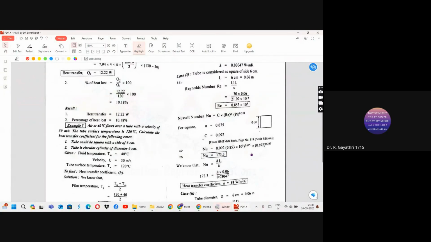We know the general equation in terms of C and n. The C value is 0.092, the n value is 0.675. We can substitute those values, so we can find the Nusselt number. We already calculated the Reynolds number.